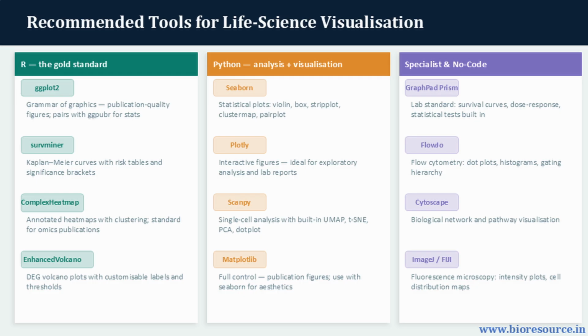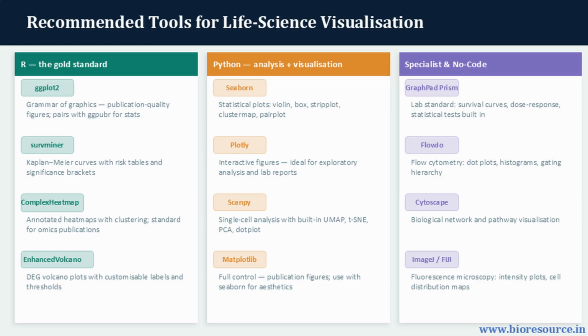Now let's talk about the tools. In R, ggplot2 is one of the strongest options for publication quality figures. ComplexHeatmap is excellent for omics heat maps. Survminer is useful for survival curves, and EnhancedVolcano is built for differential expression results. In Python, Seaborn and matplotlib are widely used for statistical plots. Plotly is great for interactive figures, and Scanpy is essential for single-cell workflows.